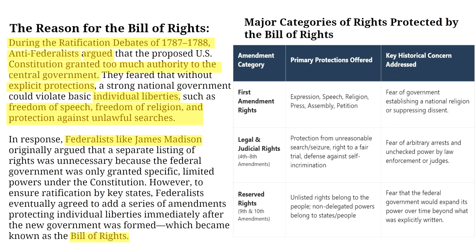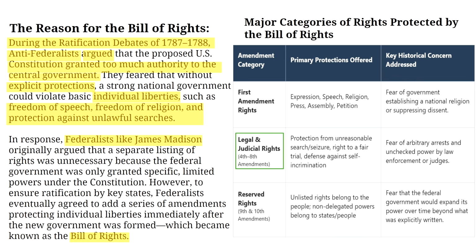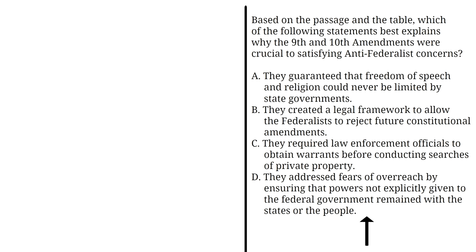In the table, we see three groups categorized in the Bill of Rights. The First Amendment, the legal and judicial rights in the 4th to 8th Amendments, and reserved rights in the 9th and 10th Amendments. These three categories come with the protections they offer and the key historical concern it addresses. Now let's go through the answer options.